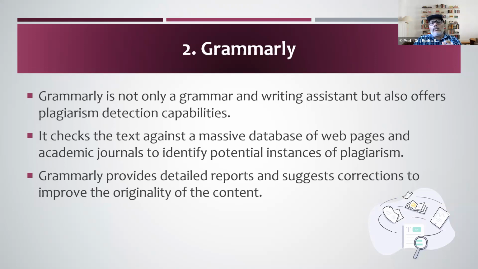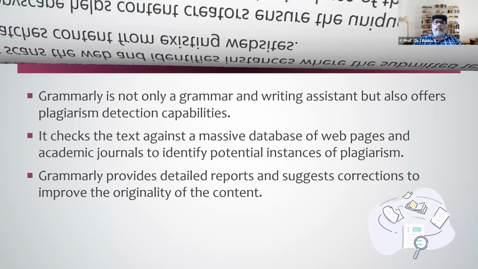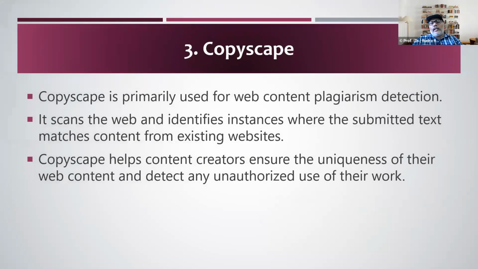Only Grammarly software or QuillBot, there are different softwares available in the market these days, which are helping researchers to go for different software depending upon their utility. Now, the third software tool is CopySpace. CopySpace is also primarily used for web content plagiarism detection. This is also really interesting software.